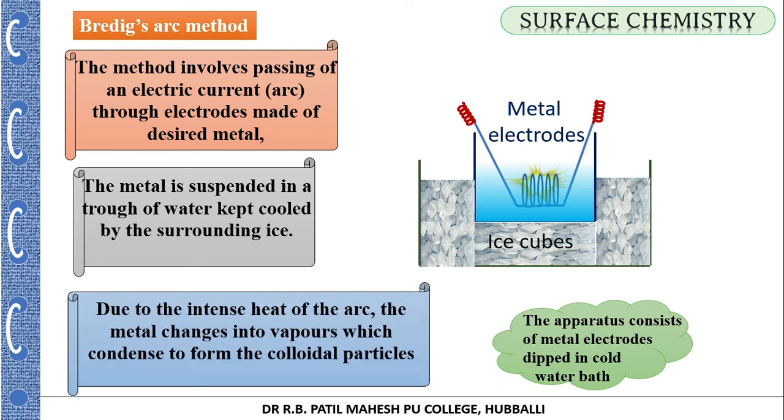So let us see that once again. When we pass electric current, due to intense heat, the electric spark or arc is produced. So automatically that metal changes into vapor state, but since it is cooled from the surroundings, it is condensed, thereby forming the colloidal particles.